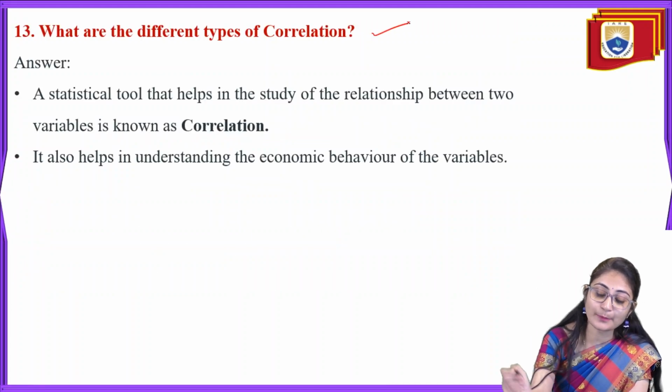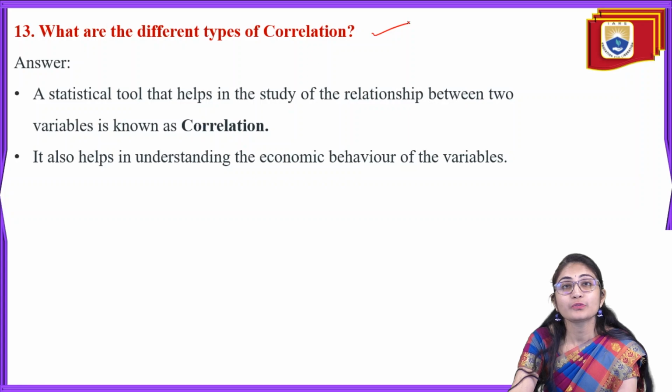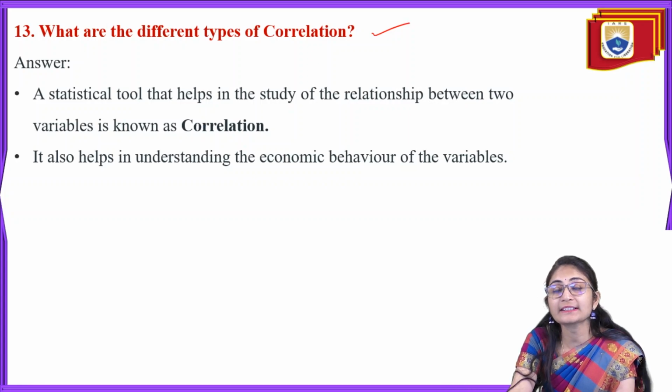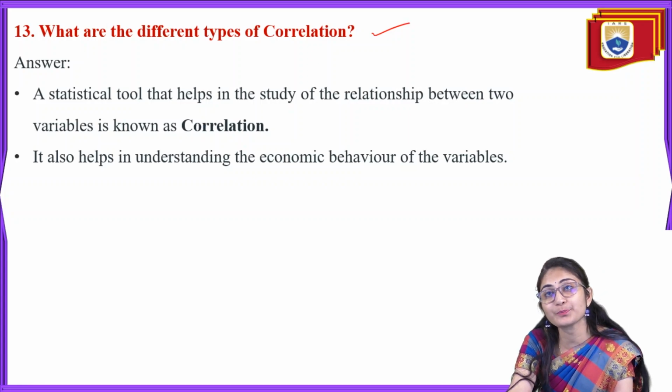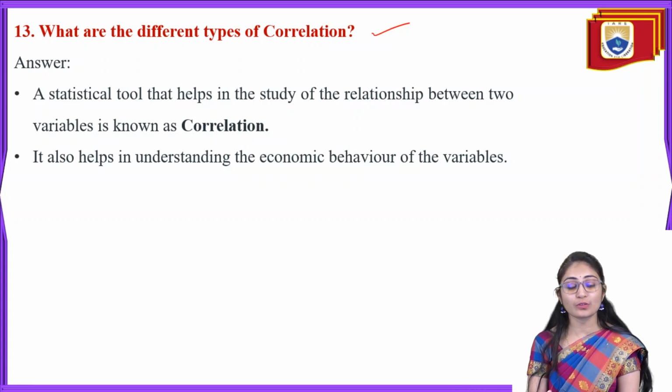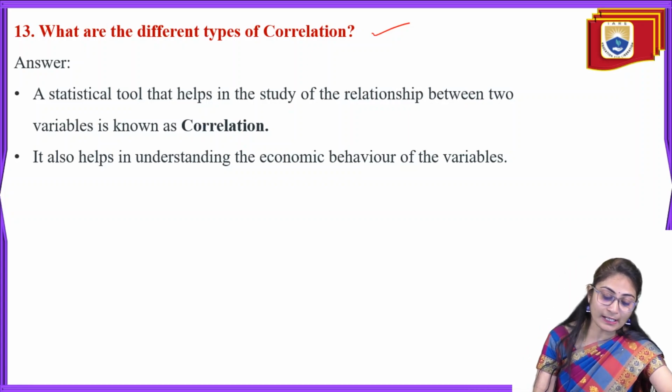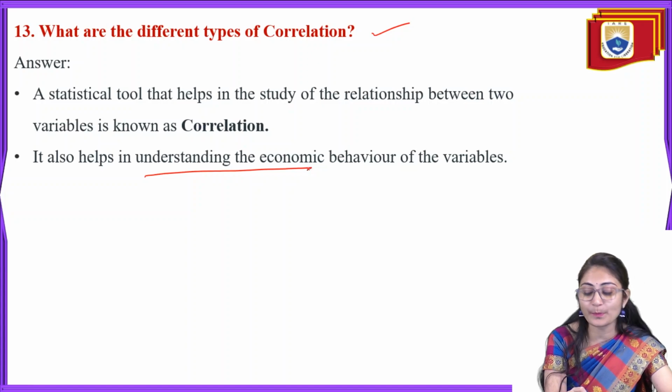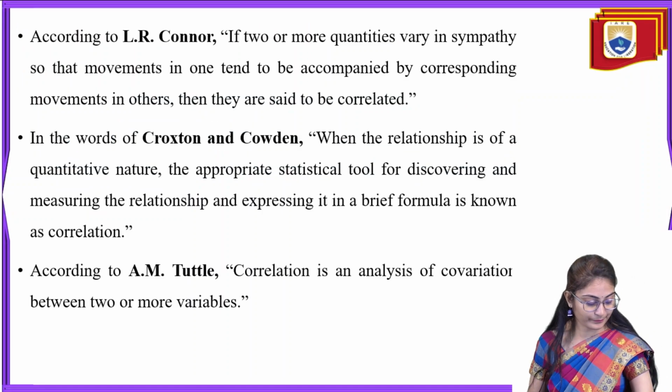Now, what are the different types of correlation? The statistical tool that helps in the study of the relationship between two variables is called correlation. It helps in understanding the economic behavior of the variables.